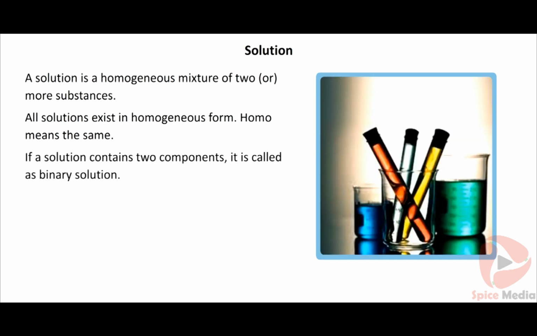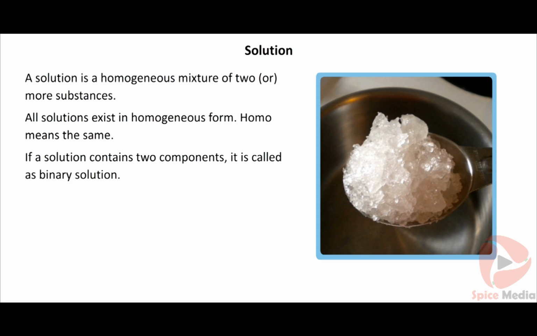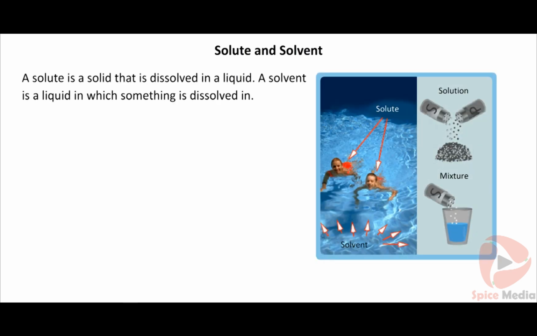If a solution contains two components, it is called a binary solution. Salt solution containing common salt and water is a suitable example for binary solution. A solute is a solid that is dissolved in a liquid. A solvent is a liquid in which something is dissolved.